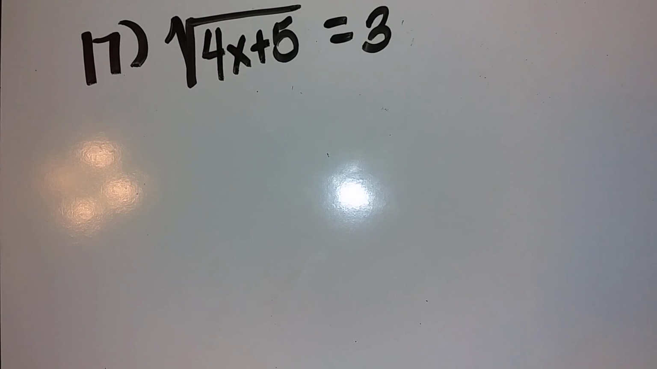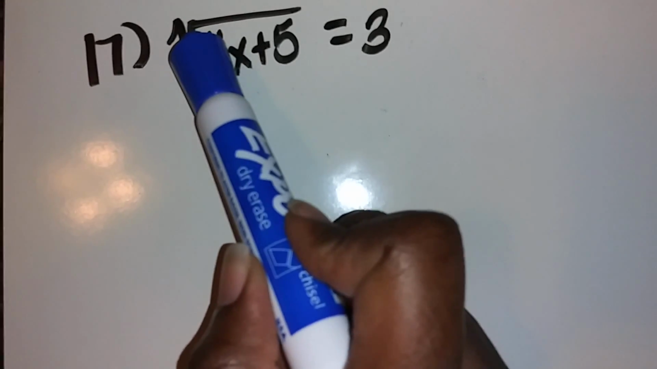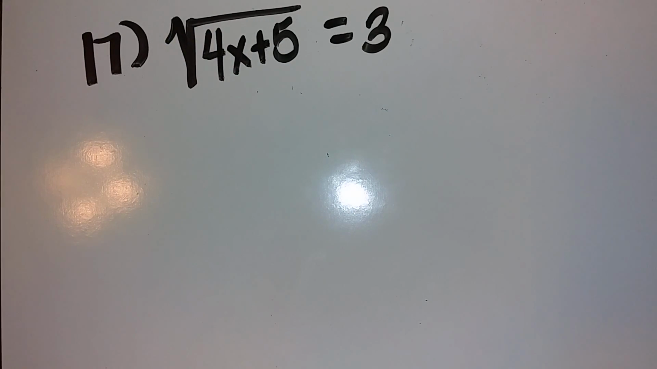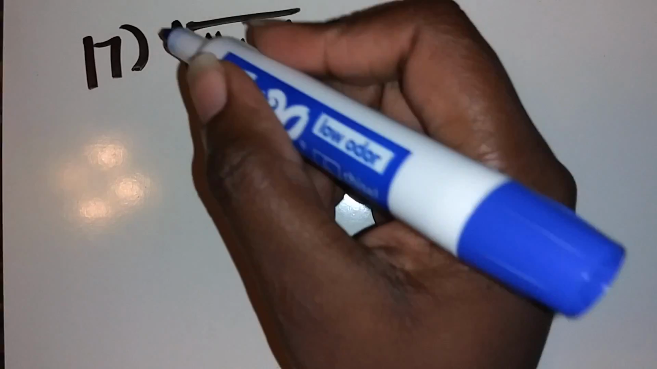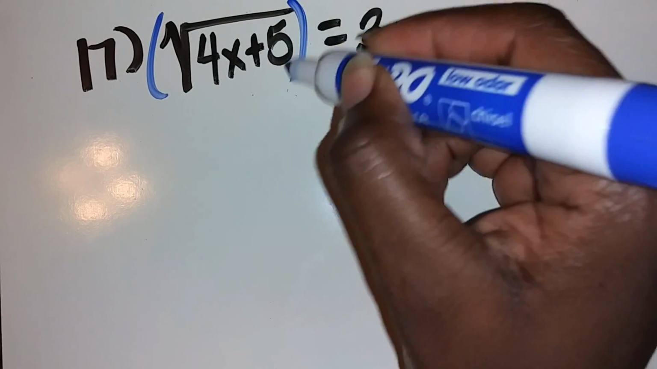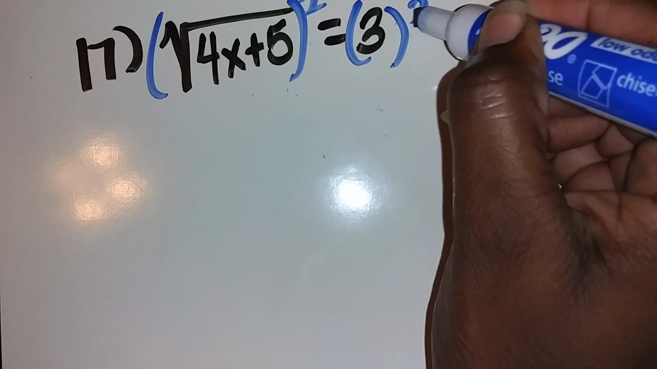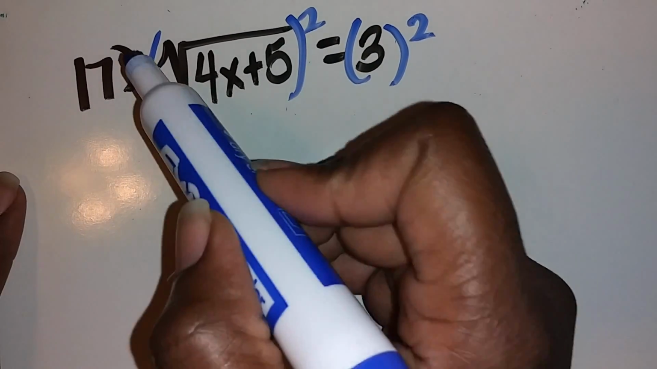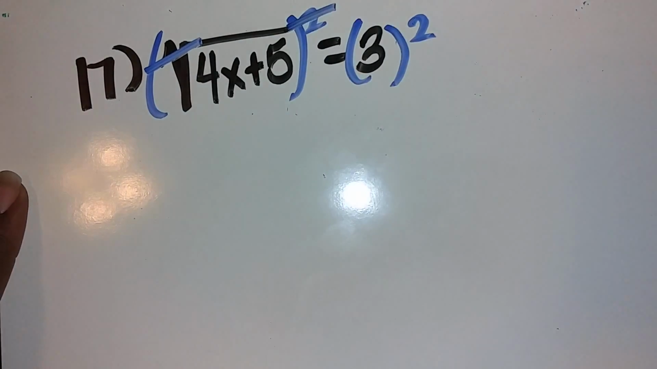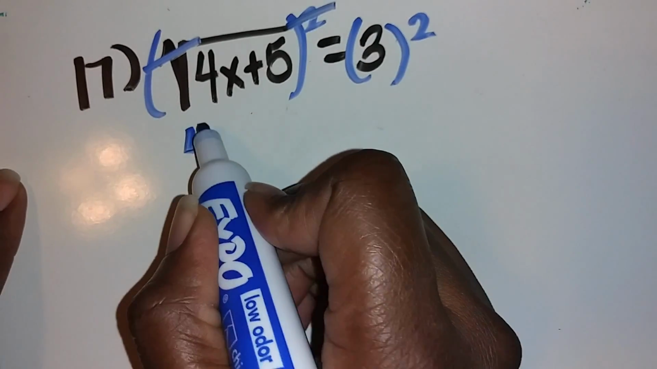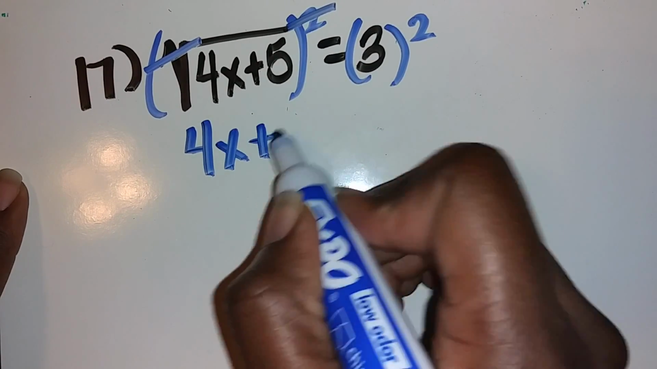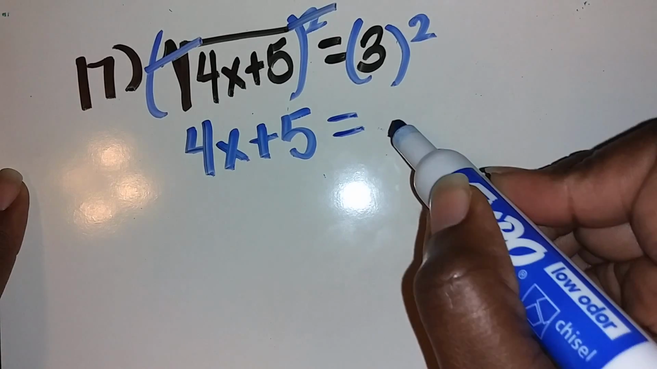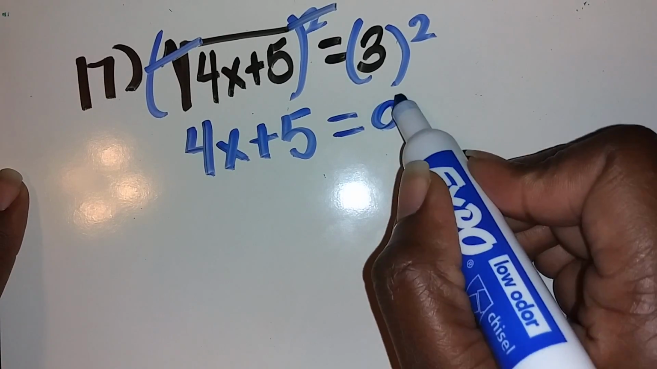Step 2 says raise both sides of the equation to the power that is the same as the index of the radical. Now we know the index is understood to be a 2. So to get rid of that square root, we have to do the inverse, which is we have to square both sides. When we square both sides, that gets rid of the square root. We are left with 4x plus 5 equals 3 times 3, which is 9.